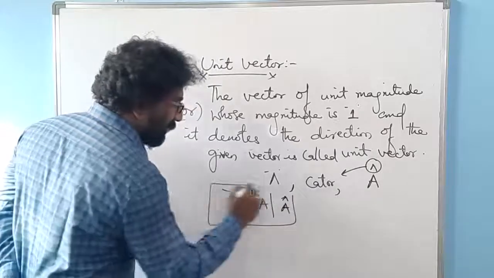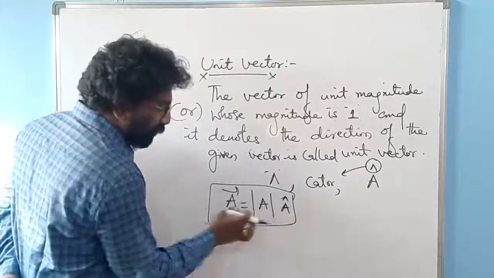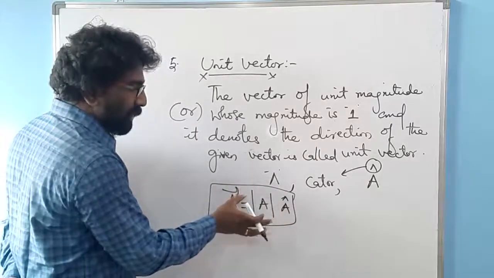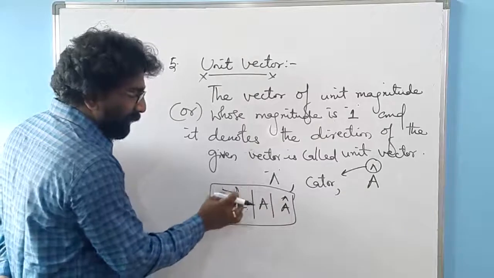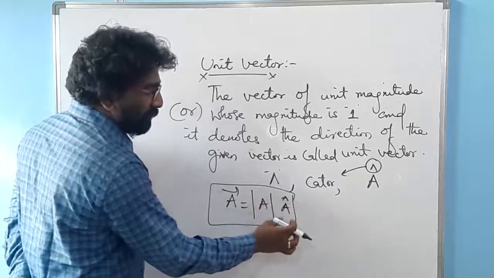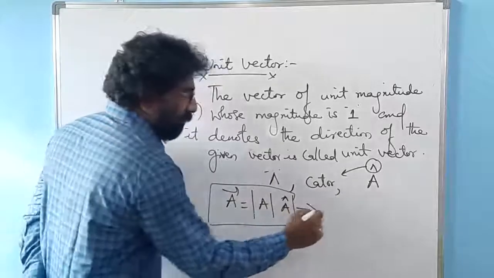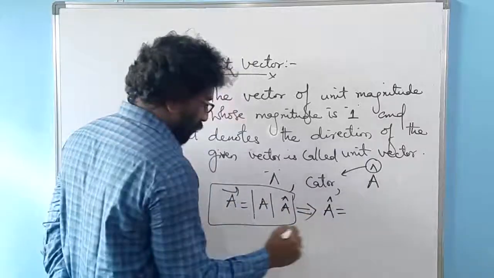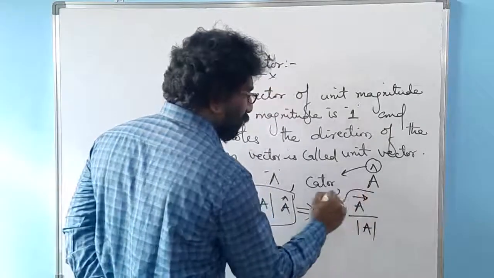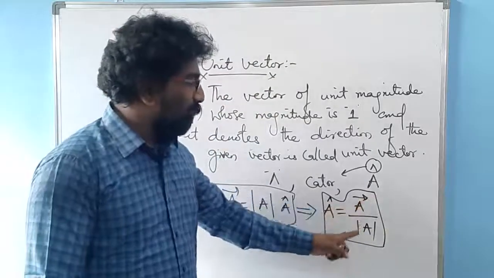From this we can understand that a vector is nothing else but a combination, or a product, of the magnitude of this vector and also the direction of this vector. This formula tells us that a vector is a product of magnitude and direction. The mod indicates the magnitude and the cap indicates the direction. So it is a combination of the magnitude of the vector and the direction of the vector. Then from this we can write A cap is equal to vector A by mod A. So this is the formula for the unit vector: A cap is equal to vector A by mod A.